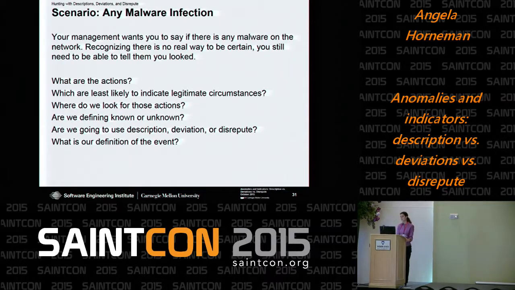The last scenario I had was an actual malware infection, not just malware spam. The scenario is that your management wants you to see if there's any particular malware on the network. Of course, there's no way to be certain, but you still need to be able to tell them to look. What are some of the things that you're going to do? What are some of the actions that you would expect to see specifically from a malware that might indicate a malware infection?